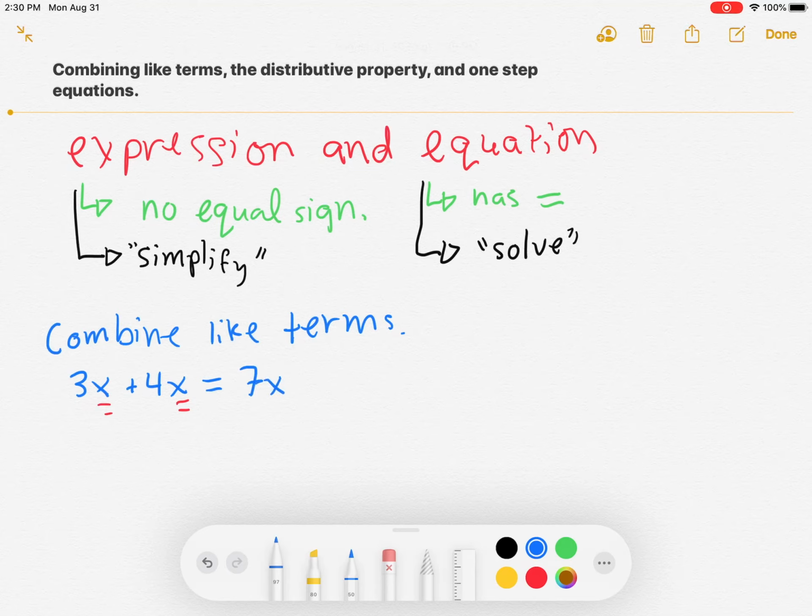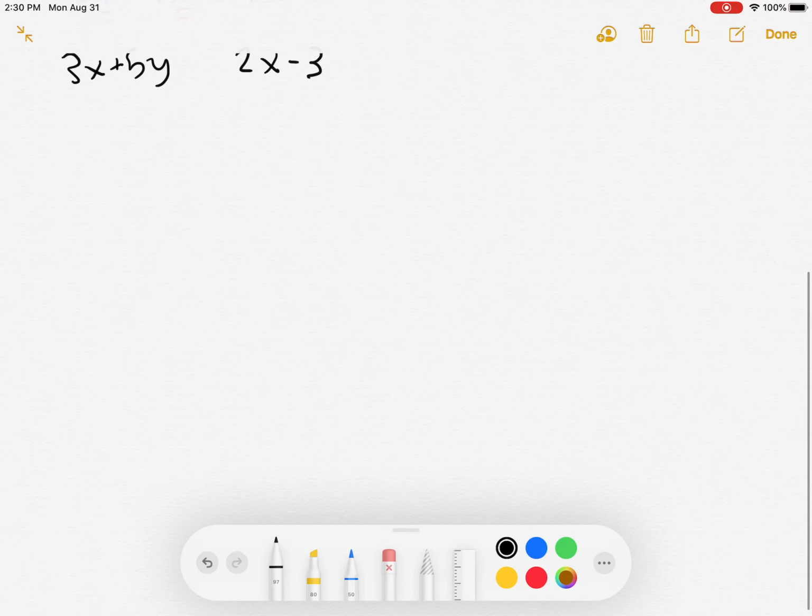There are lots of times that you cannot combine. For example, 3x plus 5y, 2x minus 3. Notice we do not have the same variables, we cannot combine. All right, let's move on.